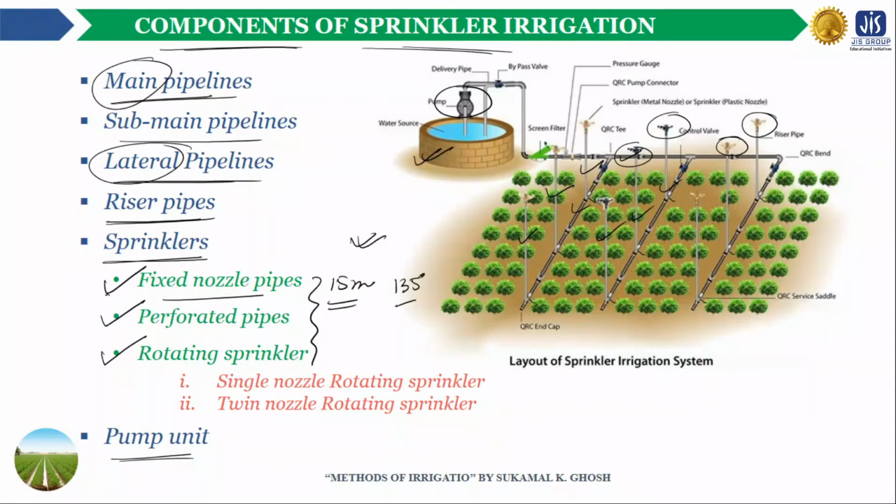Now these fixed nozzle pipes are a kind of old sprinkler. This type of sprinkler is not used these days. So these are the old type.